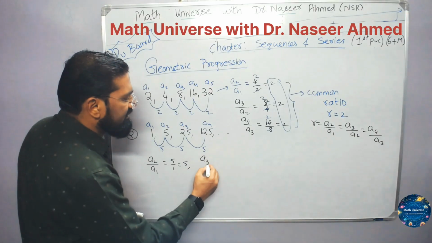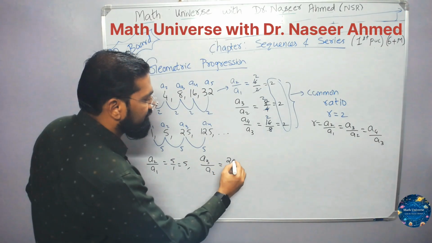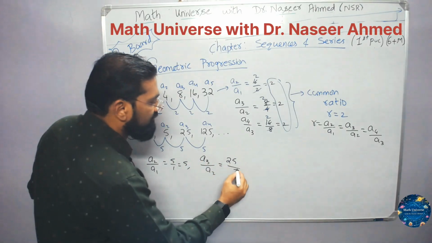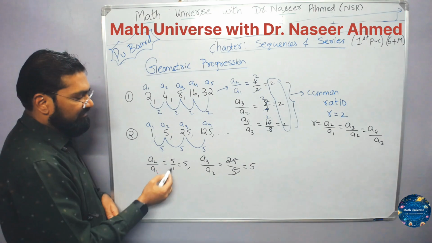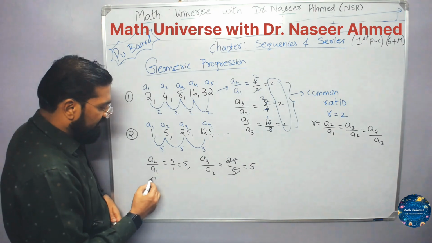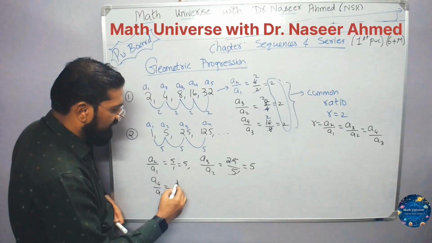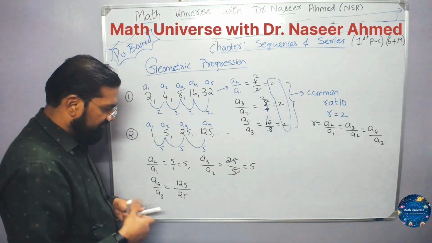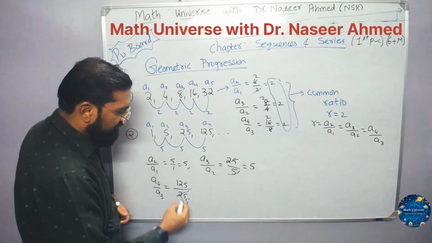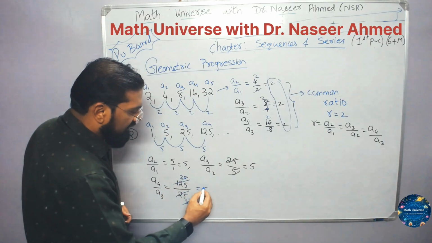Next is third term by second term. Third term is 25 and second term is 5. So what am I going to get? 5 ones are 5, 5 fives are 25, so it is 5. And here anyway 5 by 1 is 5 itself. Next, if I take fourth term by third term, fourth term is 125, divided by 25. Simplify here by the 5 table: 5 fives are 25, 5 twos are 10, borrow 5, 5 fives are 25. So it will be 5.